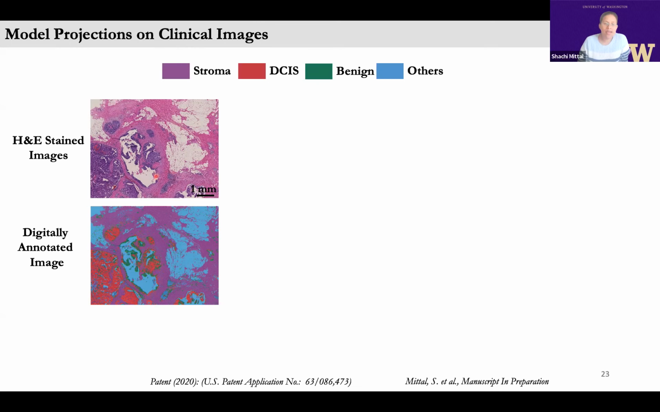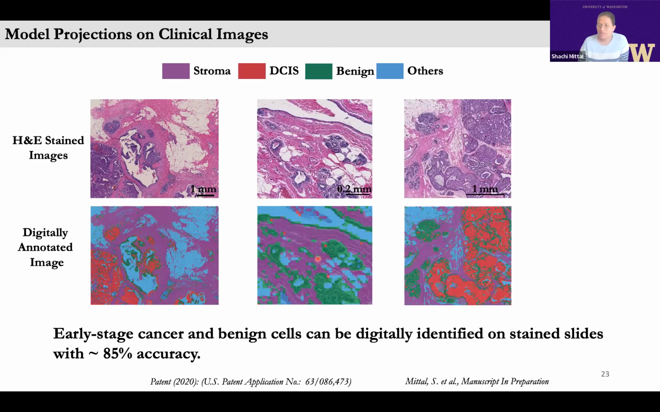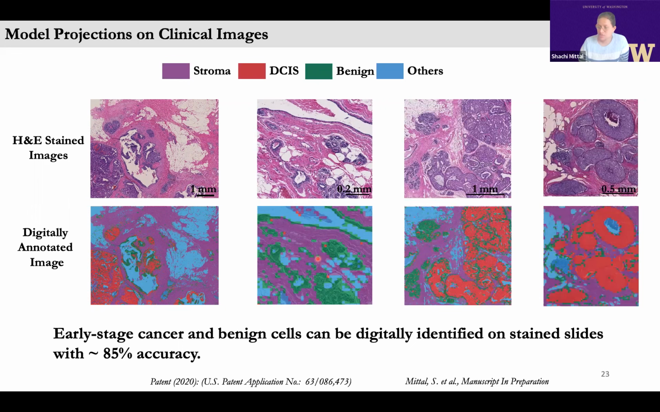So on the top, we have the actual H&E image that was inputted to this model. And on the bottom, we have the output from the model where in red, it's able to highlight all the places where stage 0 cancer was present. Again, on the second patient, there was no stage 0 cancer present. And exactly that is what the model identified for all cells to be green. And similarly for this third case and this fourth case as well. So with about 85% accuracy, we were able to create this pipeline for early stage detection.